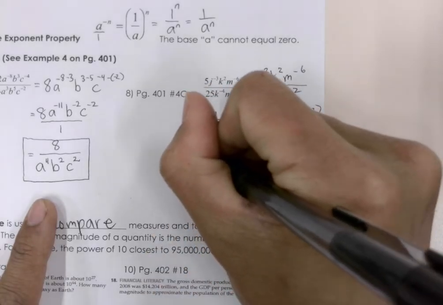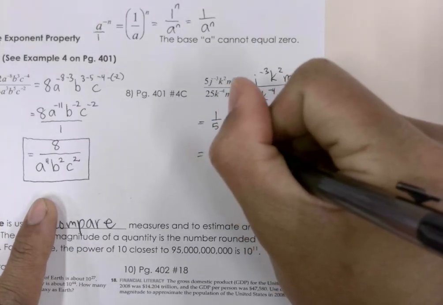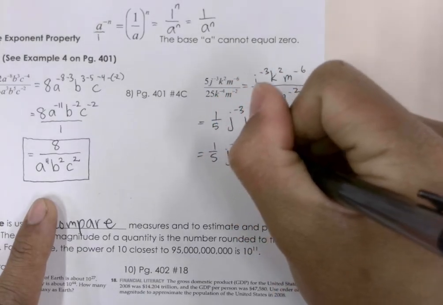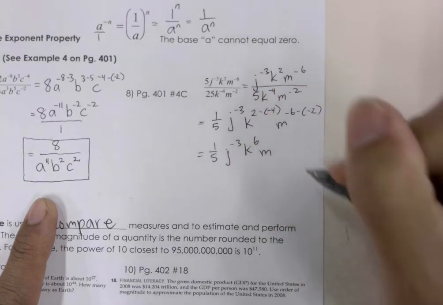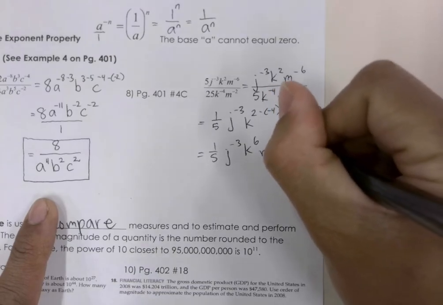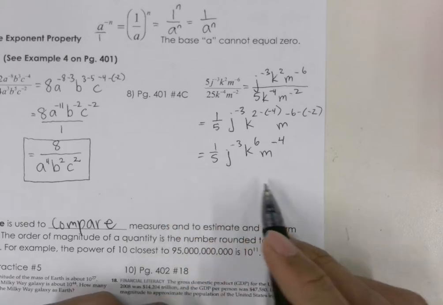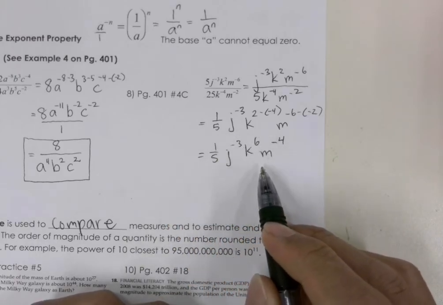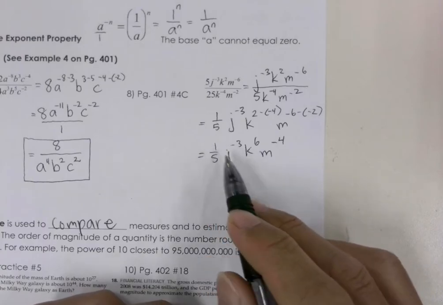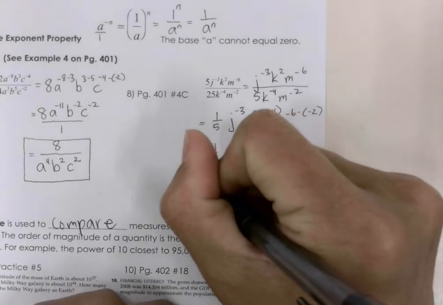Let's go ahead and rewrite this out. 1 over 5 times j to the negative 3, k to the 6, and m to the power of negative 4. Alright, so now we need to see where we want to put each of these variables, whether they should be in the numerator or they should go into the denominator. Okay. So let's go ahead and do that.